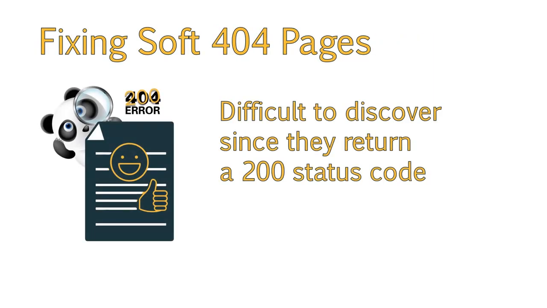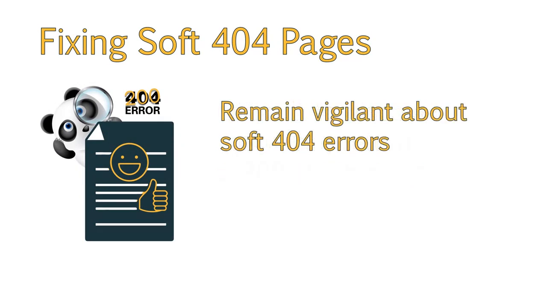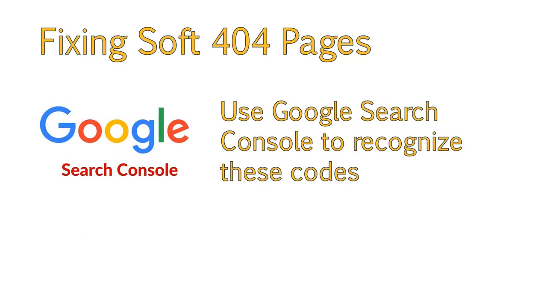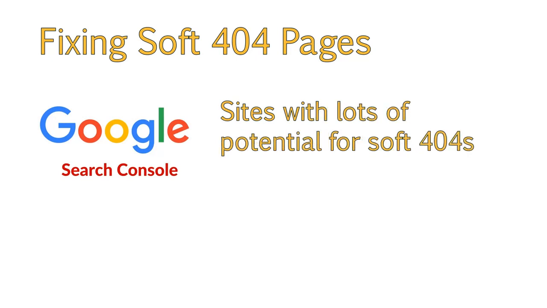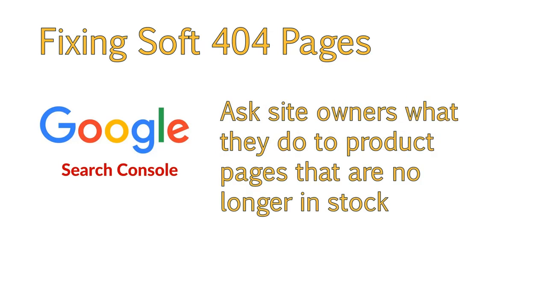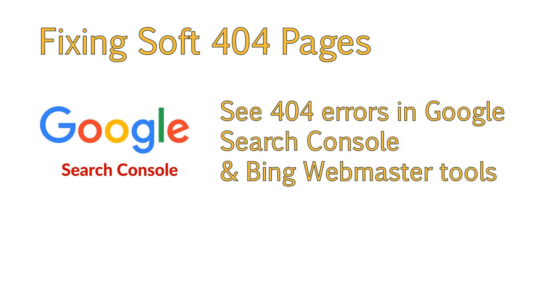These types of errors can be more difficult to discover, since they will return a 200 status code if you crawl the site. This type of error is one thing you want to remain vigilant about when analyzing a site. One way to recognize these error codes is through Google's Search Console, which will inform you of any pages it recognizes as potentially being a soft 404 page. If you're working on a site that has a lot of potential for soft 404s, such as real estate or e-commerce sites, it's a good idea to ask the site owners what they do to pages such as products that are no longer in stock. You can also view a list of pages that are returning 404 error codes in Google Search Console and Bing Webmaster Tools.